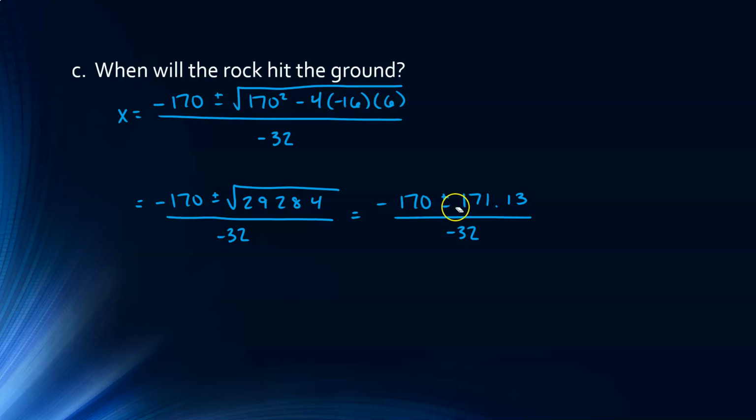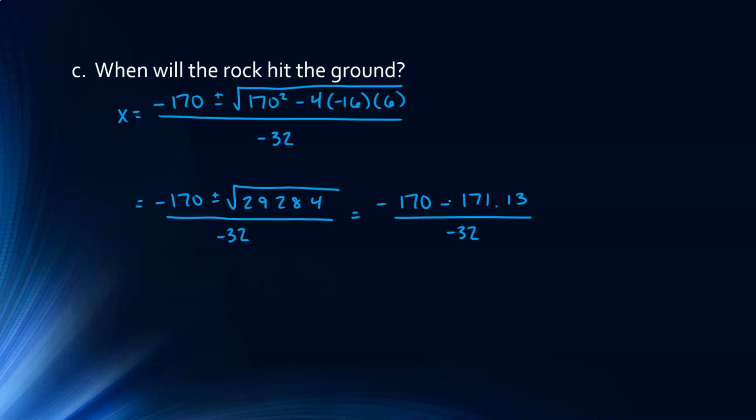Let's say I did the plus. So if I did negative 170 plus 171.13, think about that for a second. Would my answer be positive or negative? So if I did negative 170 plus 171.13, hopefully you're thinking your answer when you add those together would be positive because the positive one is bigger. And if I take a positive number divided by a negative number, my answer would be negative. So we don't want to waste our time doing that one because our answer would be negative.